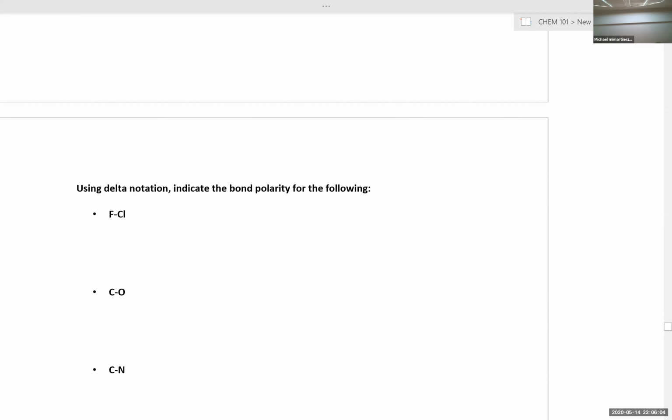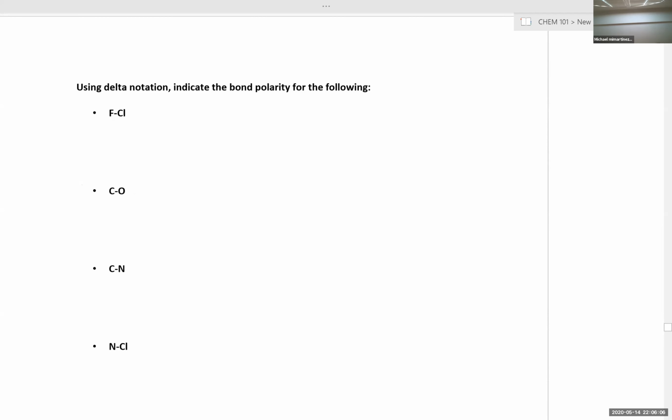So if we look at a fluorine-chlorine bond, which atom is more electronegative, fluorine or chlorine? Fluorine, right? So we draw our delta minus on fluorine, delta plus on chlorine, and we draw our dipole pointing towards fluorine.